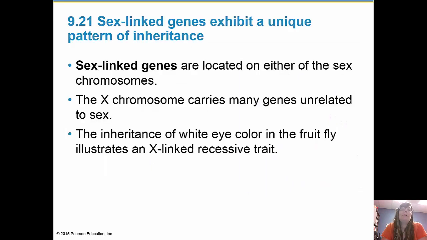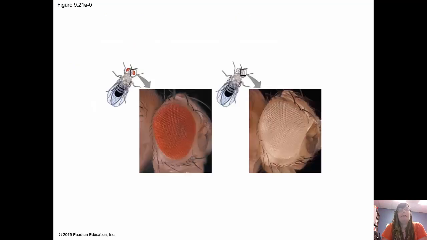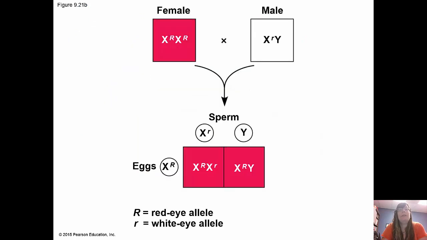Sex-linked inheritance is the last one we're going to talk about. This means that they're located on the sex chromosomes. The X chromosome is the main one, so oftentimes it's considered an X-linked recessive trait. Most of them are recessive if they're X-linked. Fruit flies, for example, can have red eyes or white eyes, and that's on the X chromosome. So a female with red eyes could be X big R, X big R.